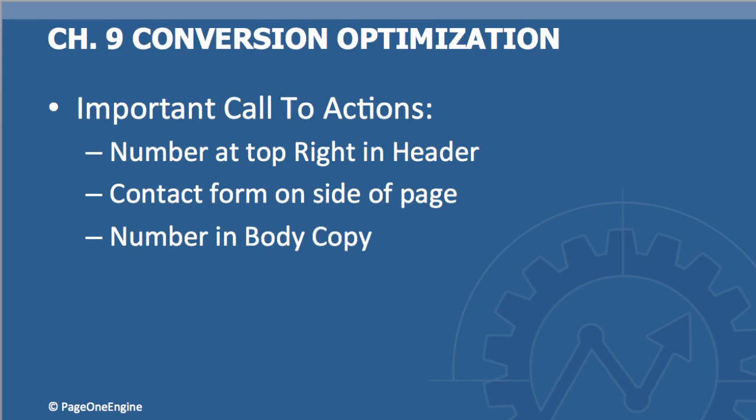Now, the most important calls to actions are the number at the top right of the header, the contact form, which is going to be on the sidebar of the page, and the number in the body of the copy. So for that one page, we would have 3 call to actions. So this just means there's 3 times more of a chance that they're going to either call you or opt in. So remember that, have a heavy call to action on every single page.